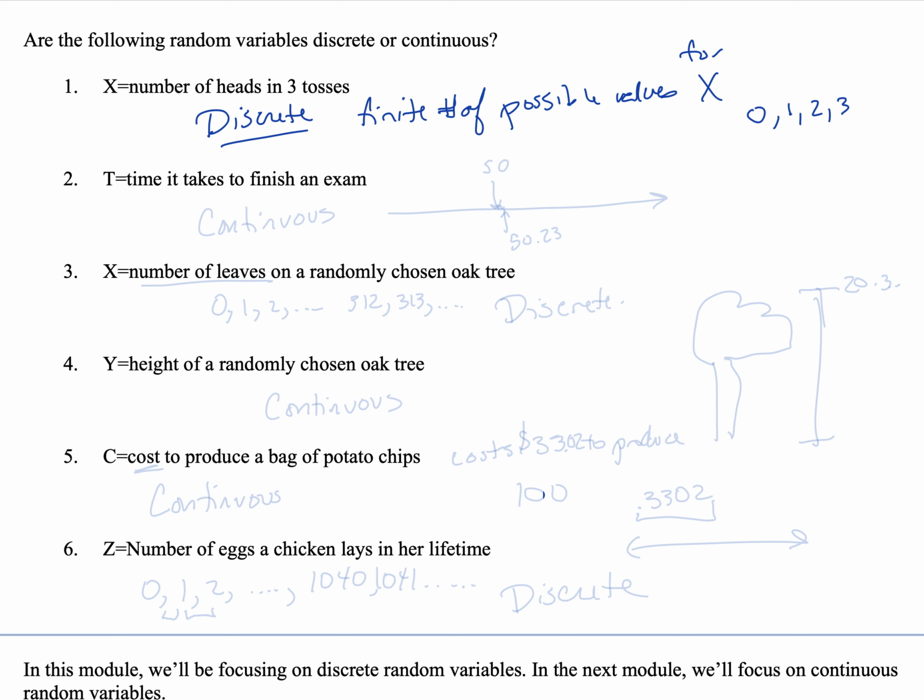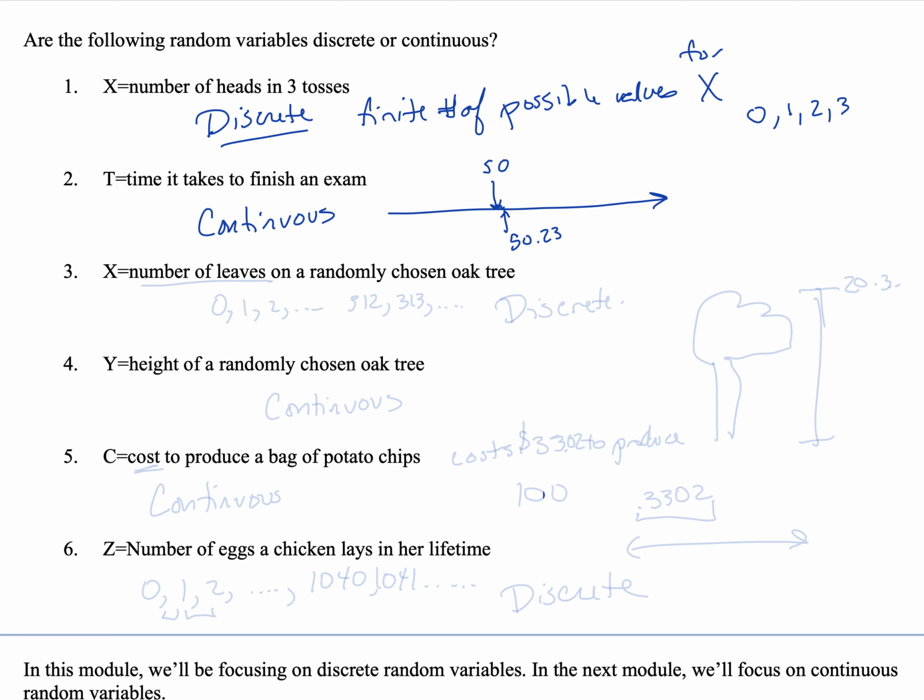T is the time it takes to finish an exam. That is continuous. It is continuous because it's on a scale that has no gaps. Did it take somebody 50 minutes, or did it take them 50.23 minutes, or whatever? How precise it is is only limited by how precise our timekeeping device is. So we think of time as being on a continuous scale.